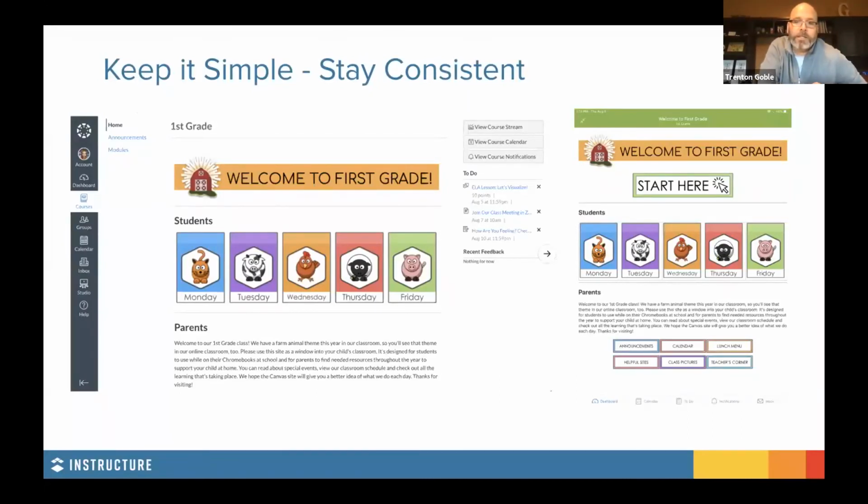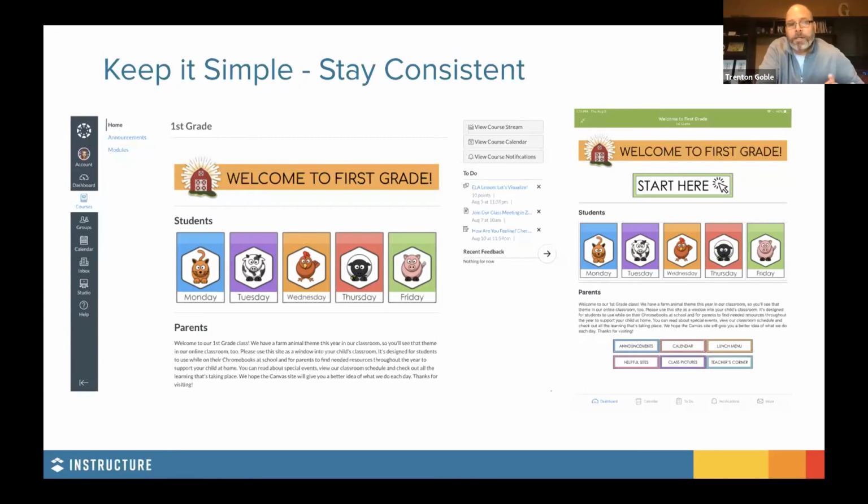So this is just an example of a first grade course that was created by our team here at Instructure. And the reason I like it is it highlights some things that I think matter the most. If you'll notice, on the far left-hand side, the example is what it looks like on a laptop or a web version. And the one on the right is the same course, only in the mobile environment.